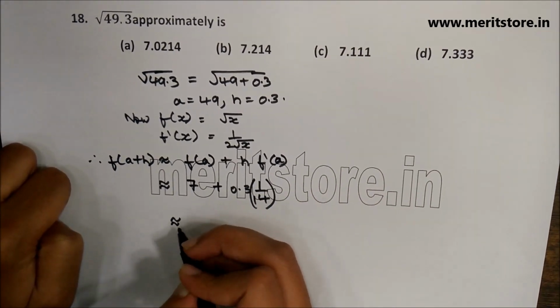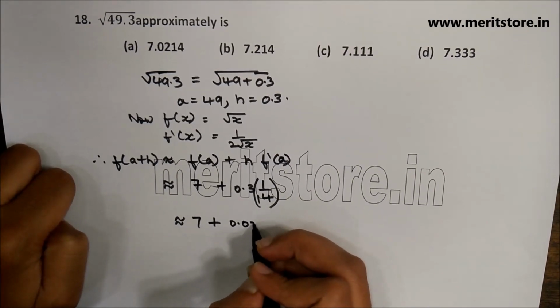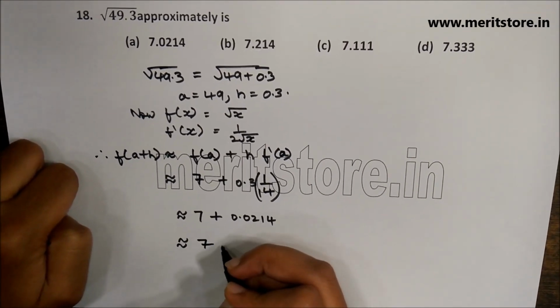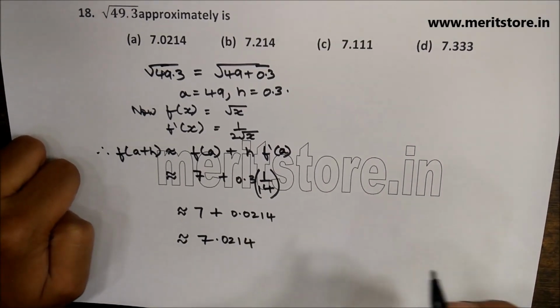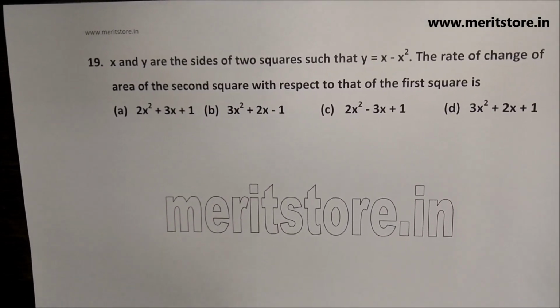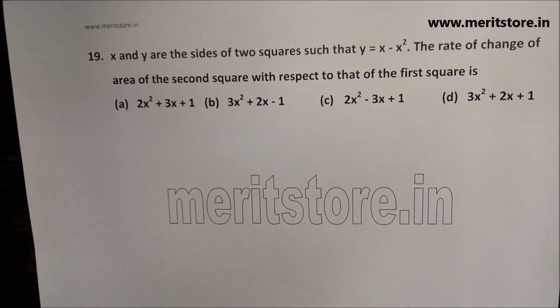By solving this, we get approximately 7 plus 0.0214. So the approximation 7.0214 is the correct answer. So option A is the correct option. Question number 19. X and y are the two sides of two squares such that y is equal to x minus x square.